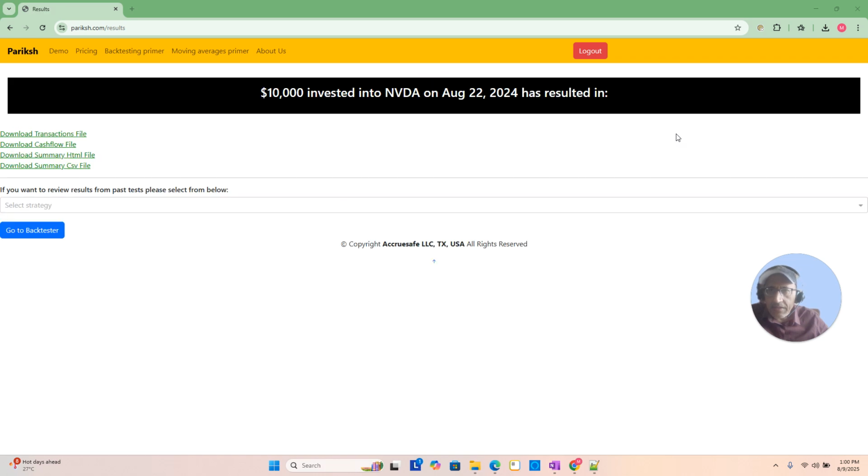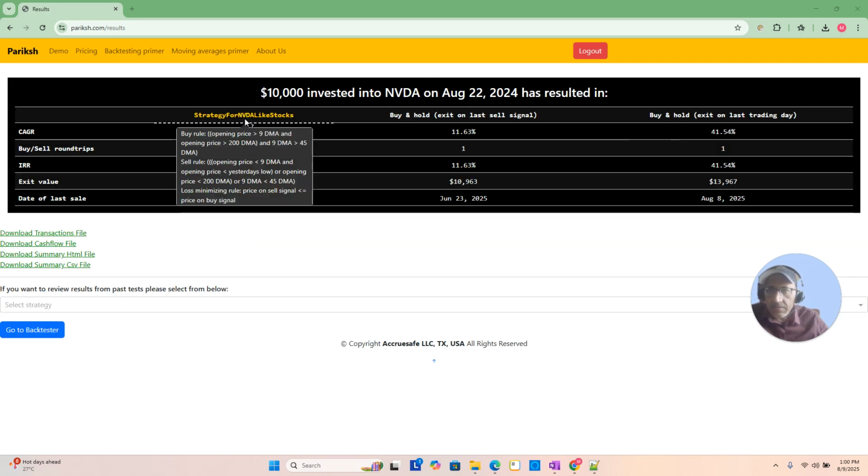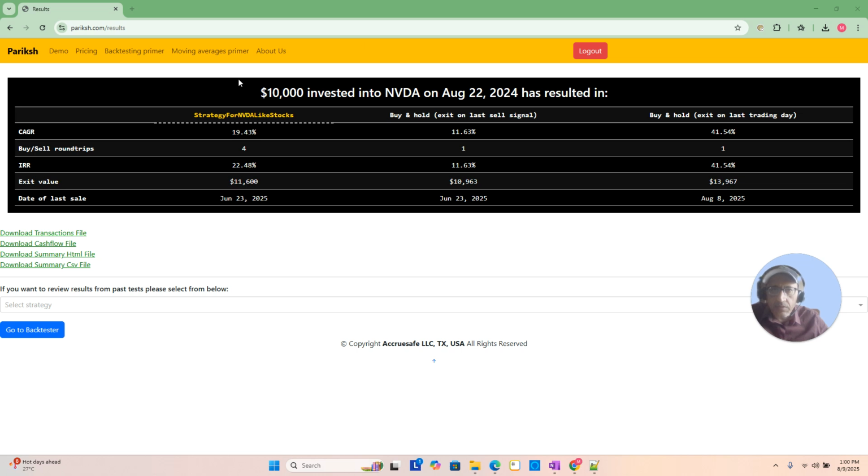So it's completed the backtesting and it's redirected us to the results page. So now on the results page, what do we see here? It's got a title that says $10,000 invested into NVIDIA on August 22nd, 2024 has resulted in. Okay, there are 3 columns in this table.